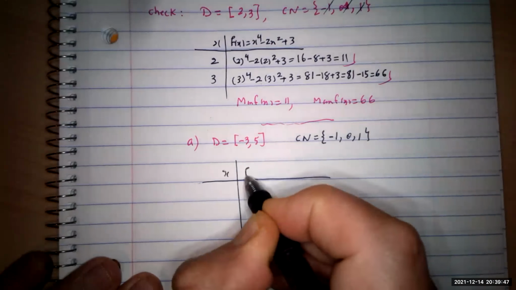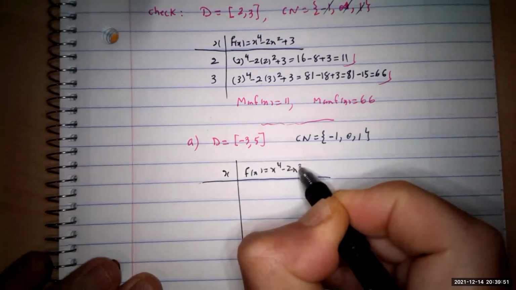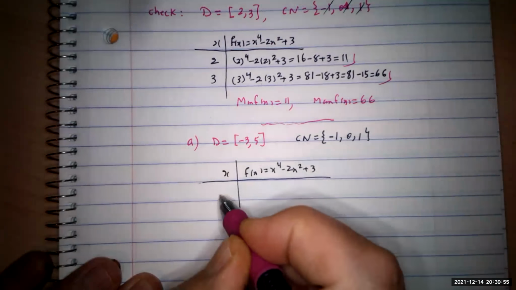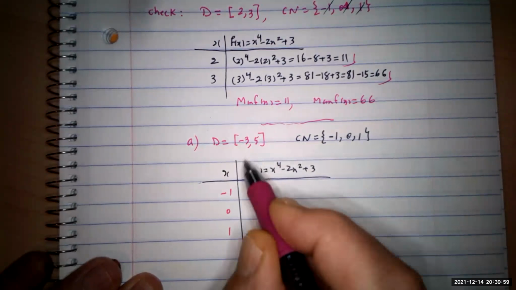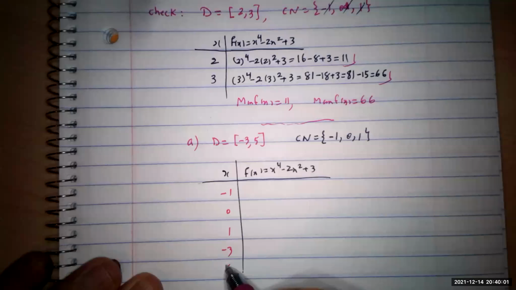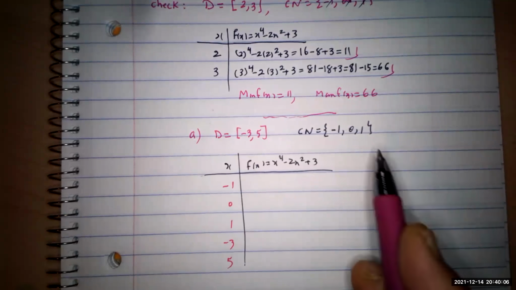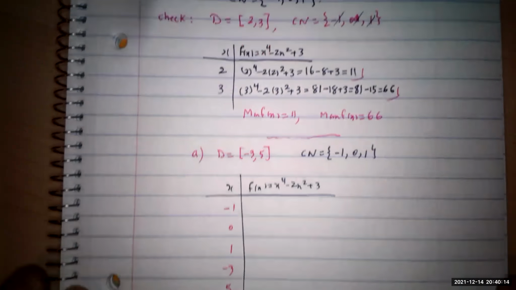It's going to be your x, and this is your f of x, x to the 4th minus 2x squared plus 3. You have to evaluate it at -1, 0, 1, -3, and 5. Then compare them together. Because all of them are inside the interval for this interval. So it depends on the given interval. You see this interval, all of them are out. So we didn't consider it.